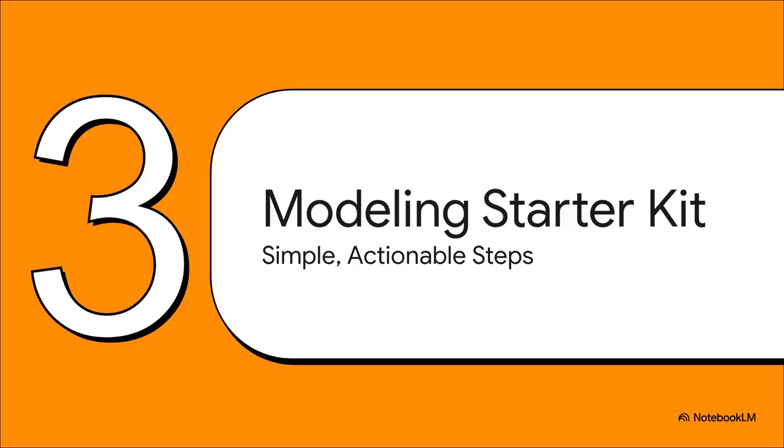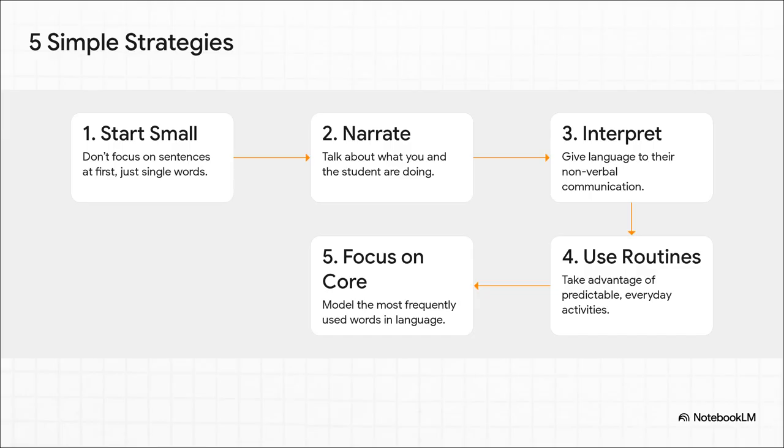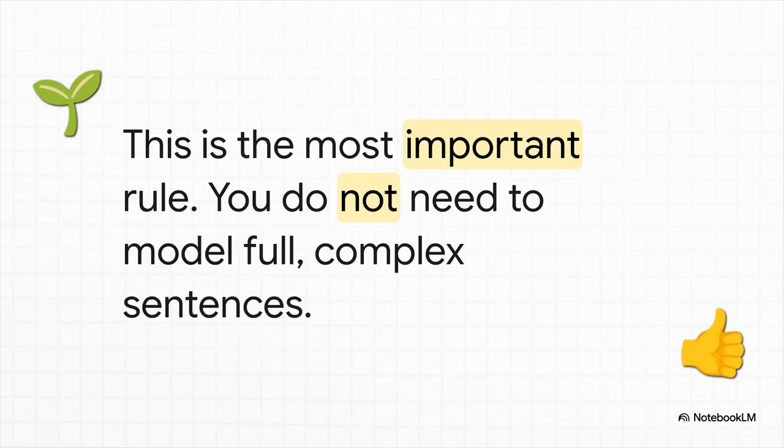Well, that's where your modeling starter kit comes in. We've got some super simple, practical things you can start doing the minute this is over. So we've got 5 main strategies. Start small, be a narrator, be an interpreter, use routines, and focus on core words. Let's walk through each one, and we're going to start with what I think is the most important rule of them all.